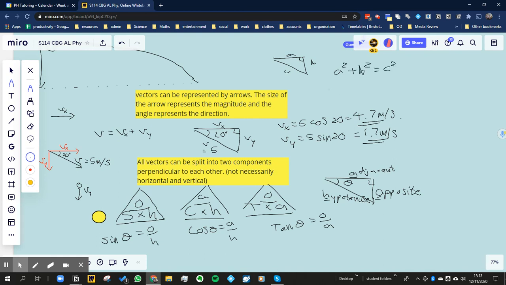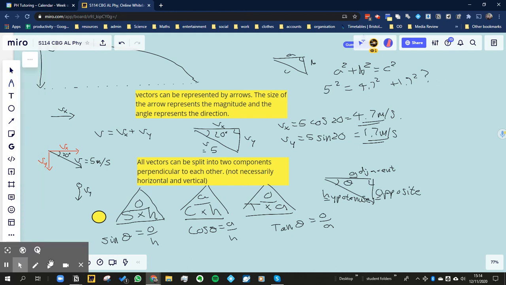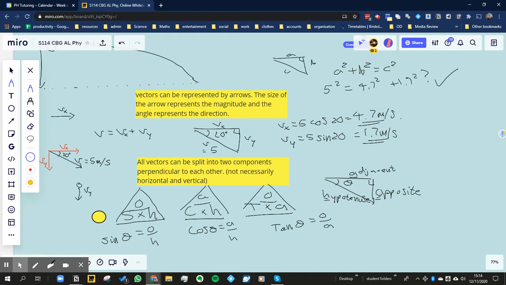In this case, C is 5. So hopefully, is it true that 5 squared is equal to 4.7 squared plus 1.7 squared? If it is, then we've done it right. If it's not, we've done something wrong. So I'll do a question mark there, and we'll just check it out. Using that, it looks about right, because 4.7 squared plus 1.7 squared comes to roughly 25, which is obviously 5 squared. So we're all good, and we've done everything right. That would be how to separate something into its components.